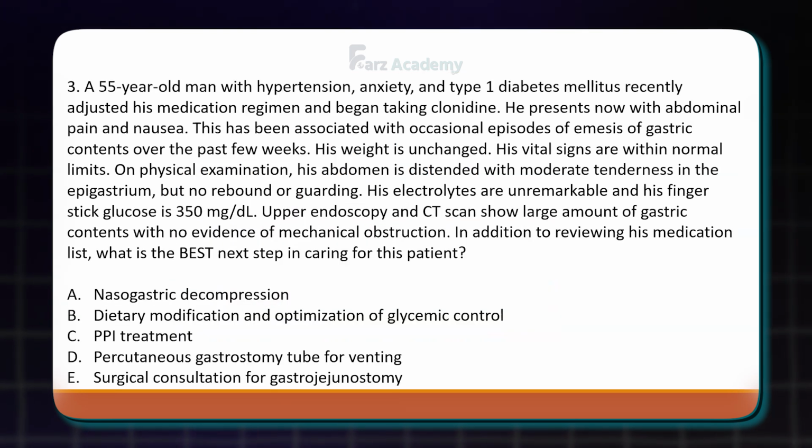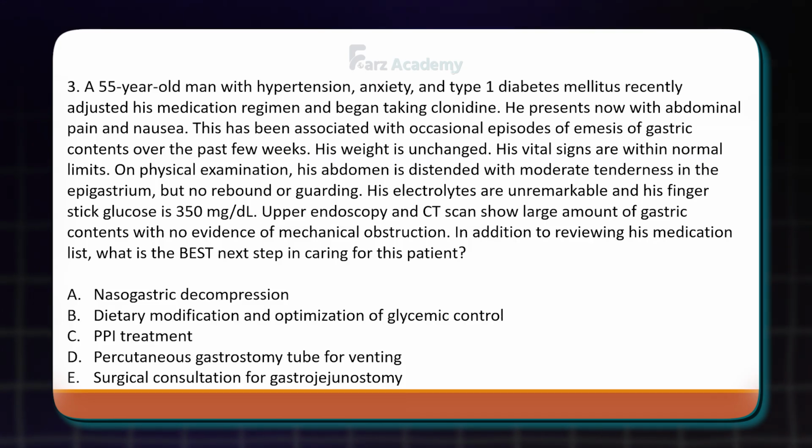Okay. So next, moving forward, this is a 55-year-old male with hypertension, anxiety, and type 1 diabetes, recently adjusted with medication regime and began taking clonidine. He presents with abdominal pain and nausea. This has been associated with occasional episodes of emesis of gastric content over the past few weeks. His weight is unchanged. His vital signs are within normal limit. On physical examination, abdomen is distended with moderate tenderness in the epigastrium, but no rebound or guarding. Electrolytes are unremarkable. His finger stick glucose is 350 milligram per deciliter.